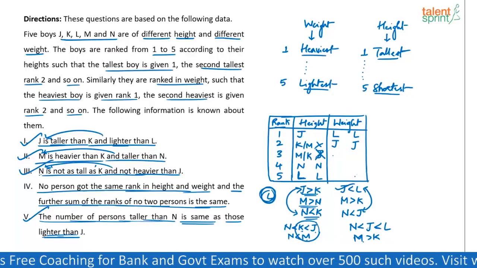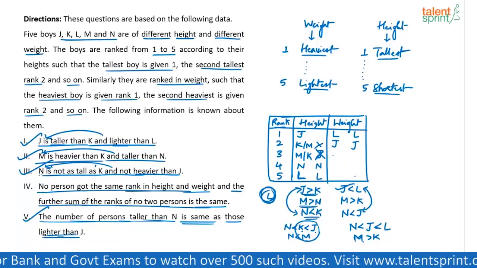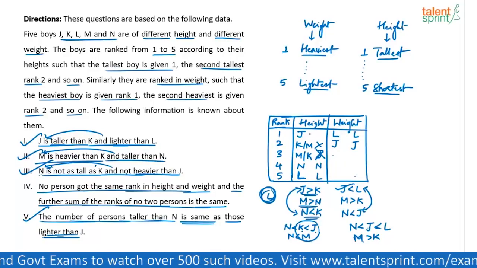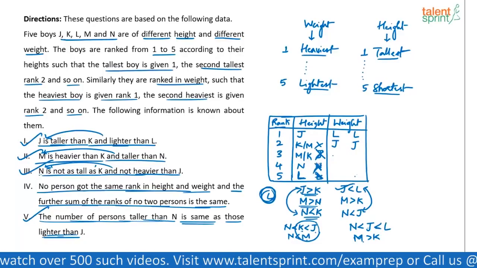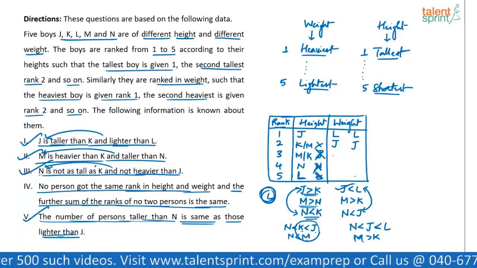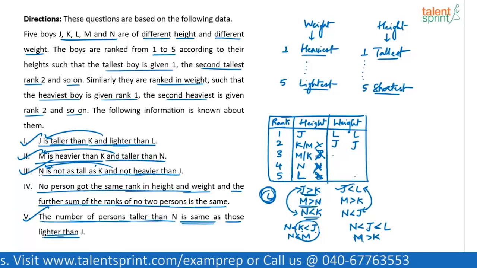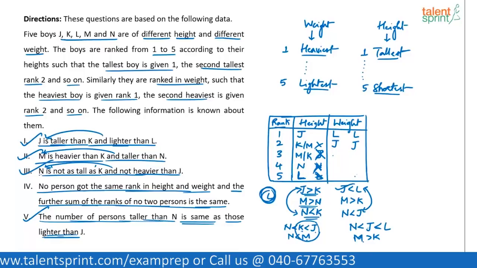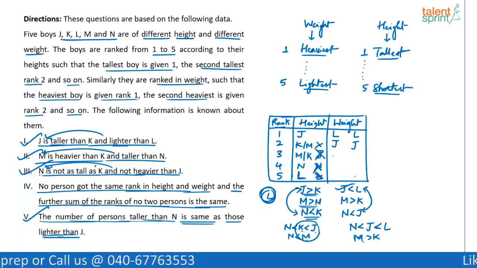I hope you are able to follow. We thought J could take first rank or third rank, but now I have eliminated the third rank for J, because if J takes third rank, K will not have a position. Fourth and fifth ranks are already blocked by N and L. Right? Now what do we do? Similarly, let's try and do something in terms of weight. L is first we know, J is second we know.